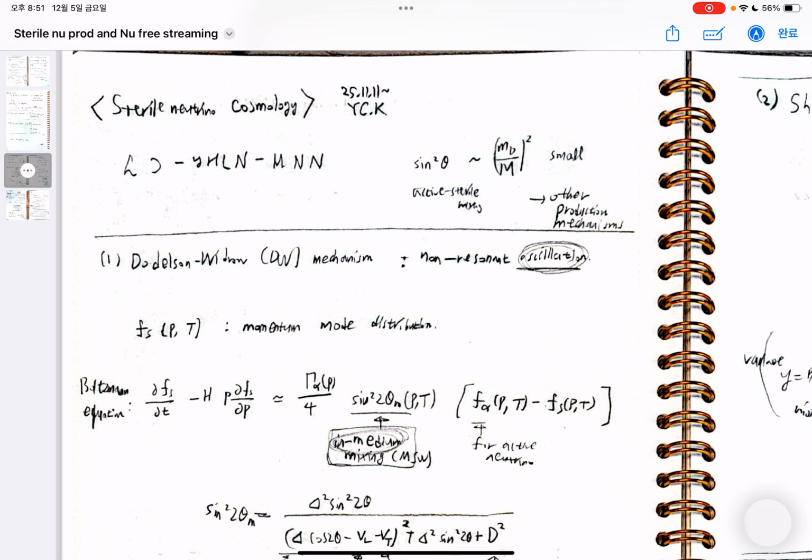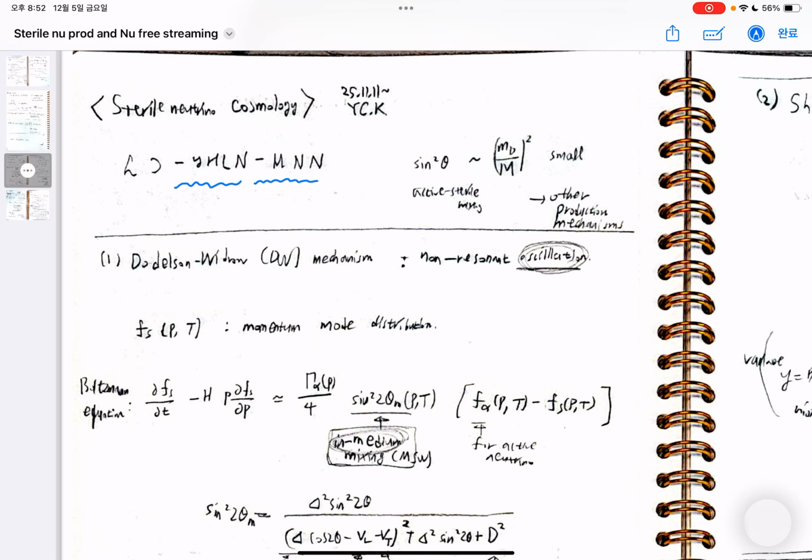Today I want to talk about how the sterile neutrino can be produced in the early universe and also other cosmological remarks on the active and the sterile neutrino. The Lagrangian for the neutrino mass can be written by two terms. The first one is the Dirac mass term arising from the Higgs vev in the Yukawa coupling form. Then the other one is the Majorana mass term.